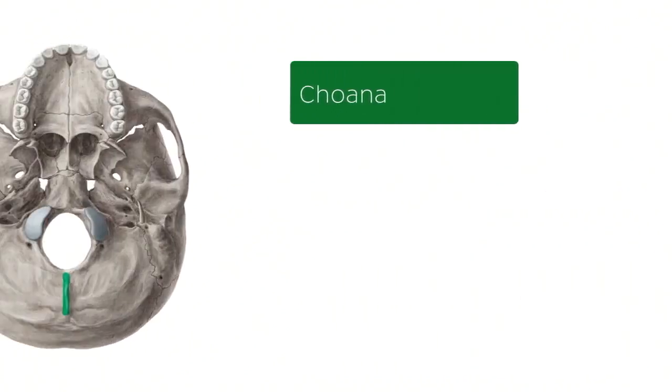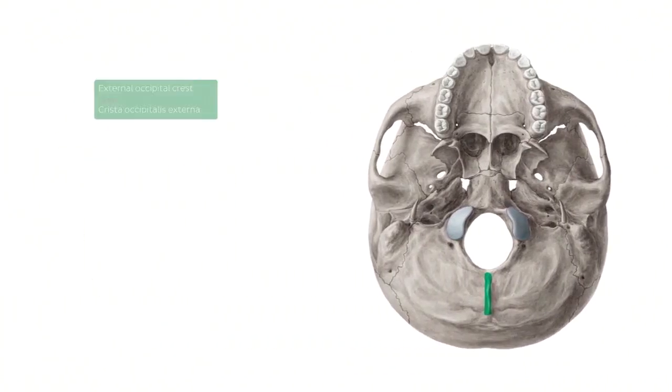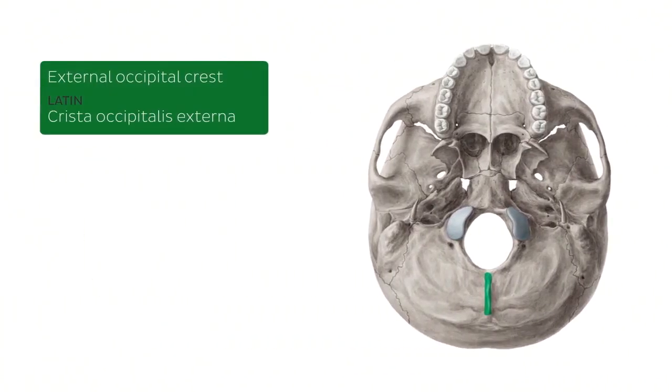Next structure is going to be the external occipital crest seen here. The external occipital crest is a ridge located on the occipital bone and is where the nuchal ligament attaches. You notice here that this structure is located between the external occipital protuberance, which is the structure here, and also this foramen here, the foramen magnum.